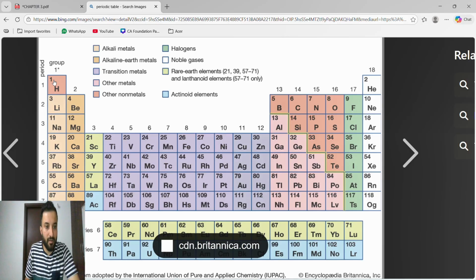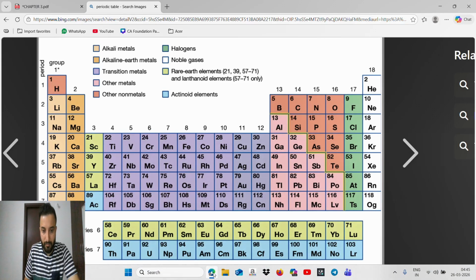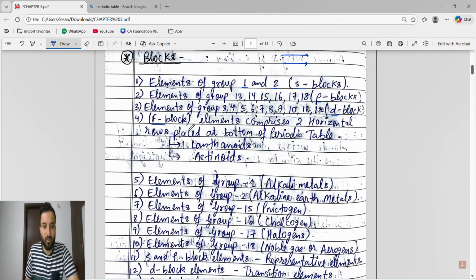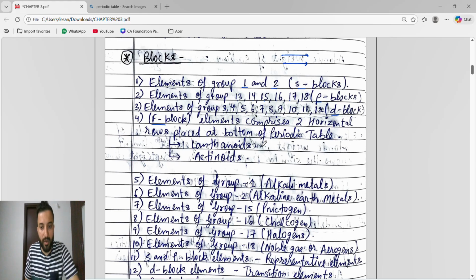This is the S block: group 1 and group 2, this whole is the S block. Then group 13 to group 18, this whole is the P block. Then group 3 to group 12, this whole is the D block. Just the lanthanoids and actinoids, which come here, are the F block. So it says 2 horizontal rows placed at the bottom of the periodic table. One is lanthanoids, another is actinoids.